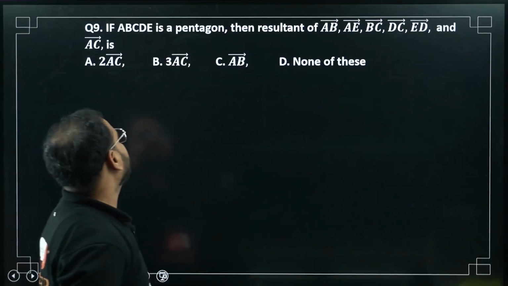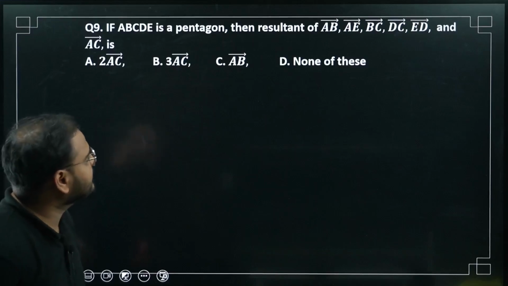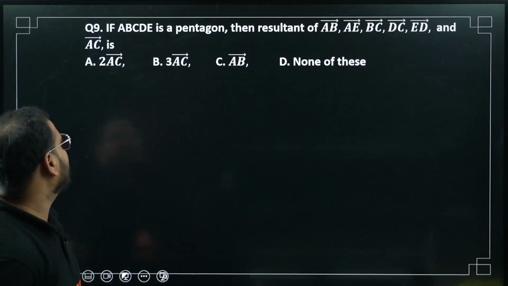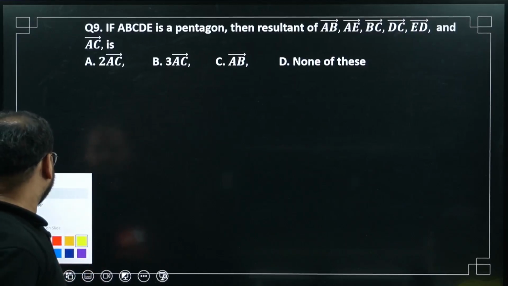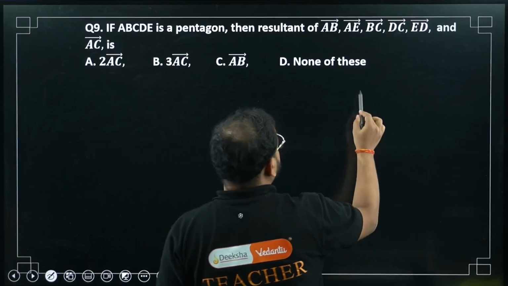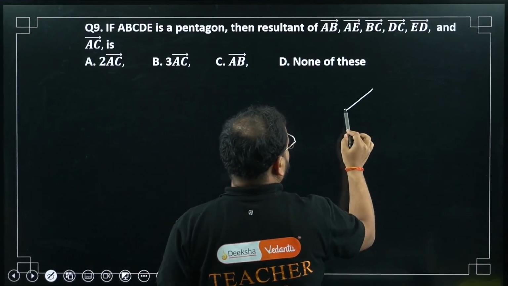Question number 9. If ABCDE is a pentagon, then find the resultant of AB, AE, BC, DC, ED and AC. Chaliye, let's draw the pentagon first. Pentagon, right? So I can draw the pentagon like this.